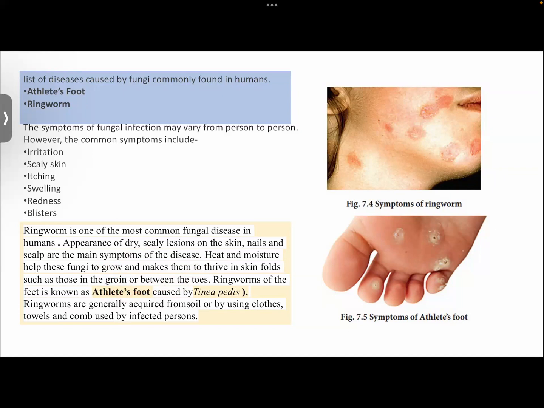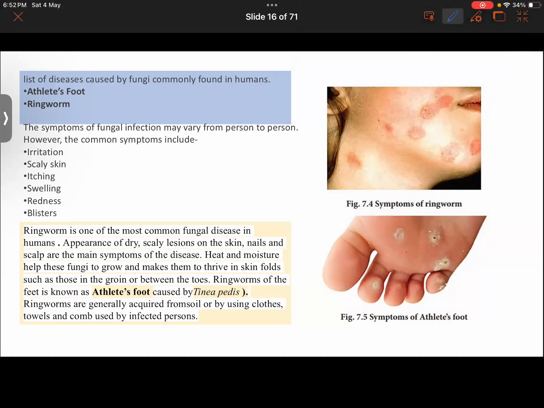Ringworm also has different species. Try to understand what I'm trying to say. The species of ringworm that infect the foot are called athlete's foot, and they are caused by Tinea pedis. This is a species of ringworm. This is not important for your class, but just for the sake of clarity, I have written it over here.